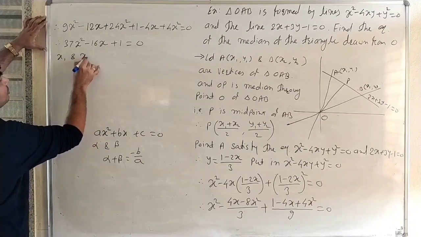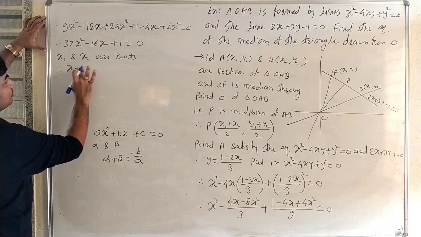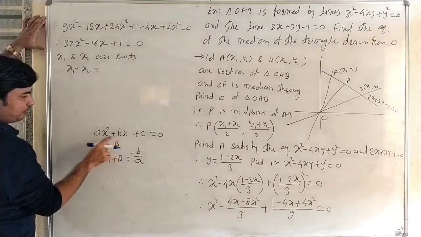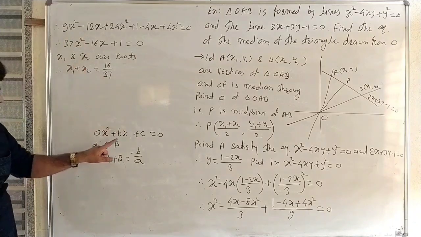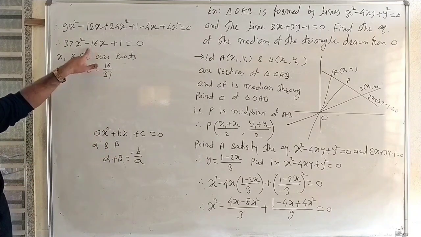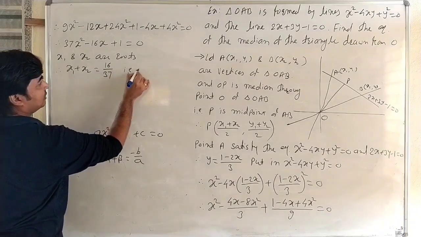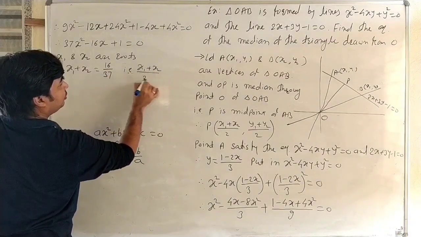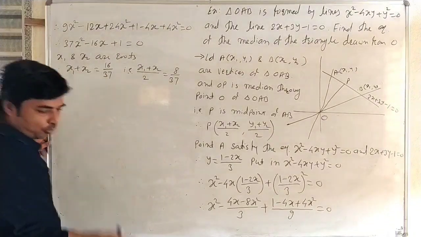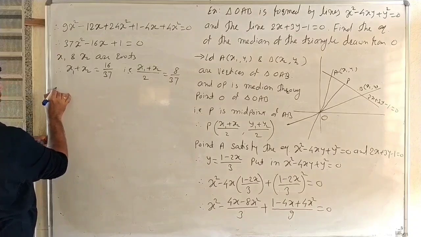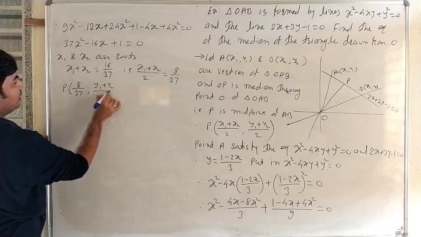Therefore, x1 and x2 are roots, so you can write x1 plus x2 is equal to minus b by a, that is minus minus 16, that is 16 by 37. Therefore, x1 plus x2 upon 2 is equal to 8 upon 37. Okay, it is the x coordinate of point P. Therefore, point P is 8 upon 37 comma y1 plus y2 upon 2.